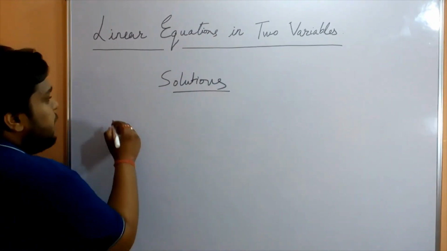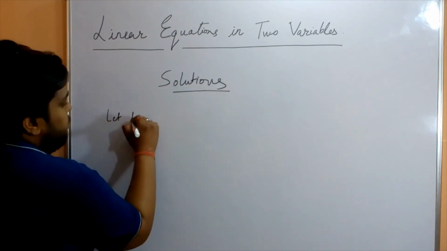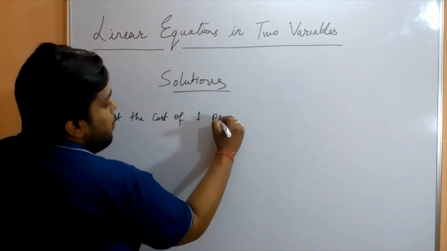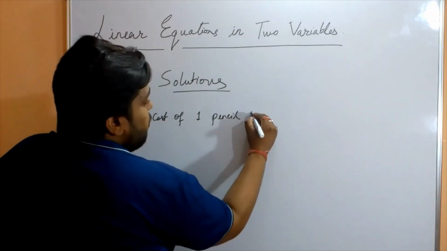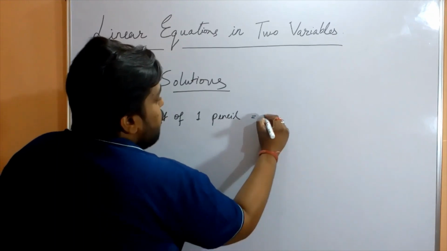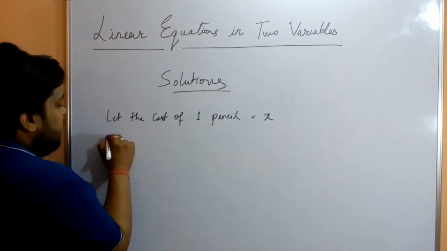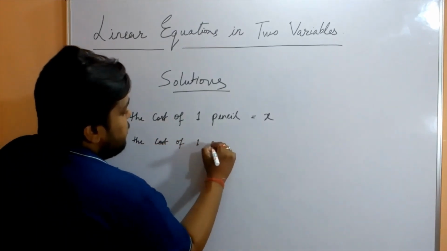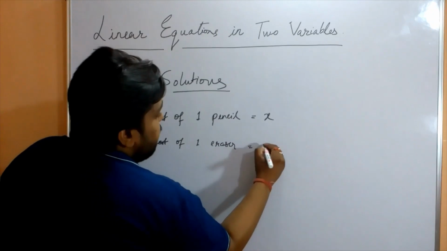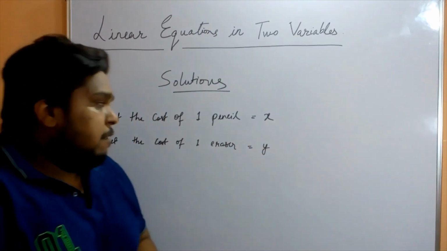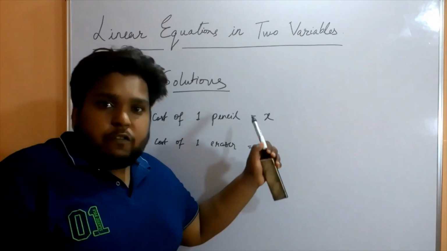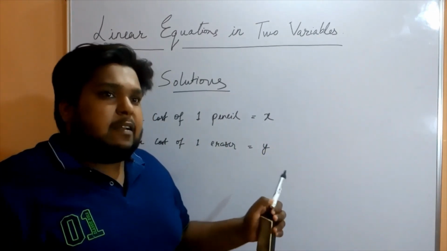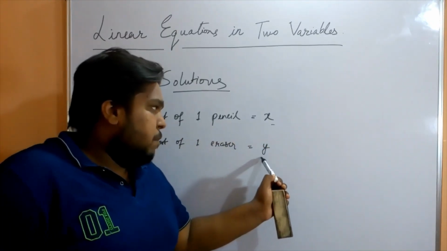Look here. We can say let the cost of one pencil equal x. Now again, let the cost of one eraser be y. Here I have taken two variables because the cost of a pencil and the cost of an eraser may be different or may be the same. In this case I am taking the cost of a pencil as x and the cost of the eraser as y.